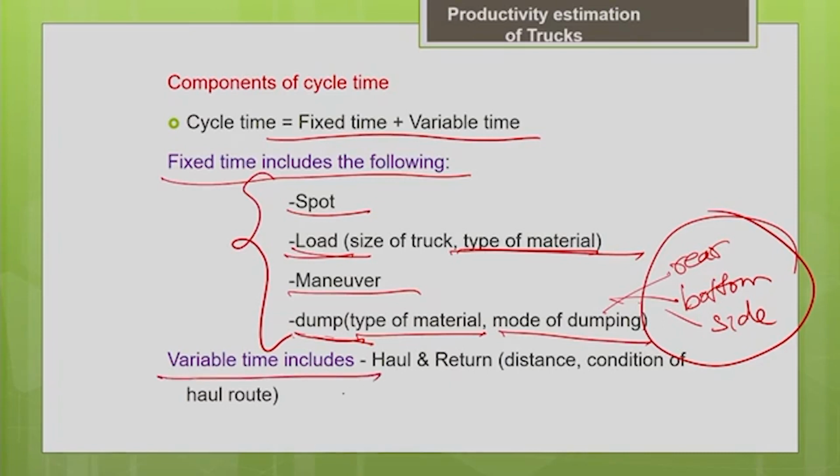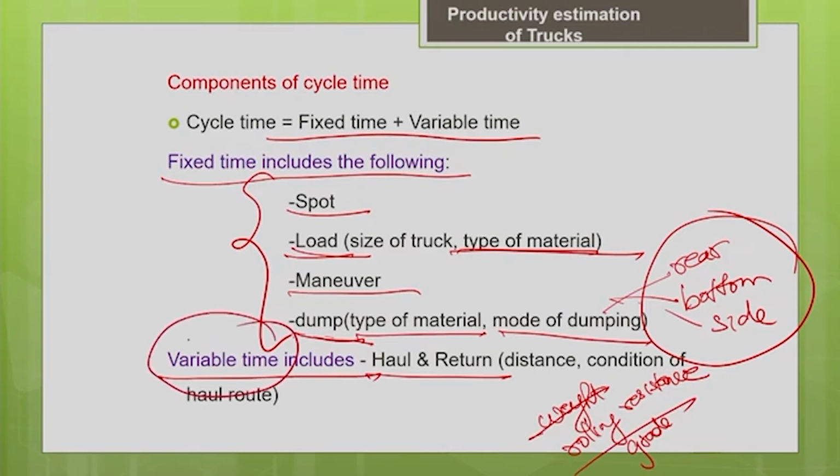Then the variable time is going to depend upon your haul distance: your haul time and the return time depend upon your distance as well as the speed. Speed you can get from the performance chart of the machine. So if you know the weight, and the resistances, that is the rolling resistance in your project site and the grade resistance in your project site, if you know these input data, you can find the speed of the machine. Once you know the speed and the distance, I can calculate the variable time.